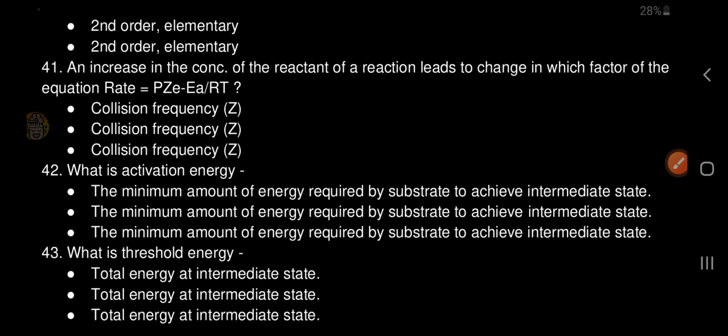What is the activation energy? The minimum amount of energy required by the substrate to achieve intermediate state.